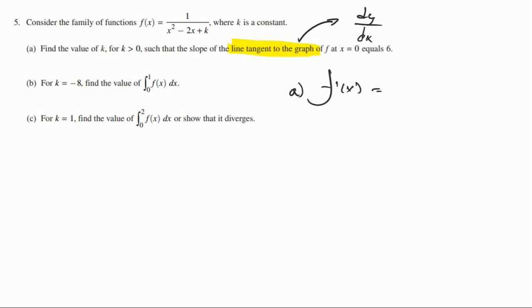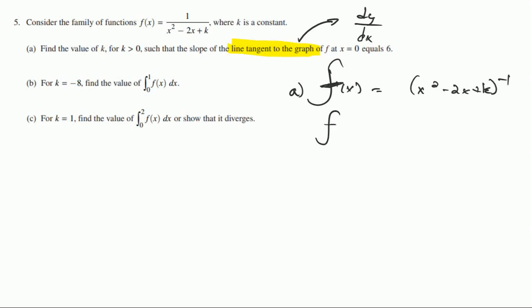And let's do some simple stuff. I could do this with the quotient rule, but that'd be kind of silly. In reality, we should just say this is going to be x squared minus 2x plus k, all to the negative 1 power. And that's just f of x actually. I don't know why the prime is there.